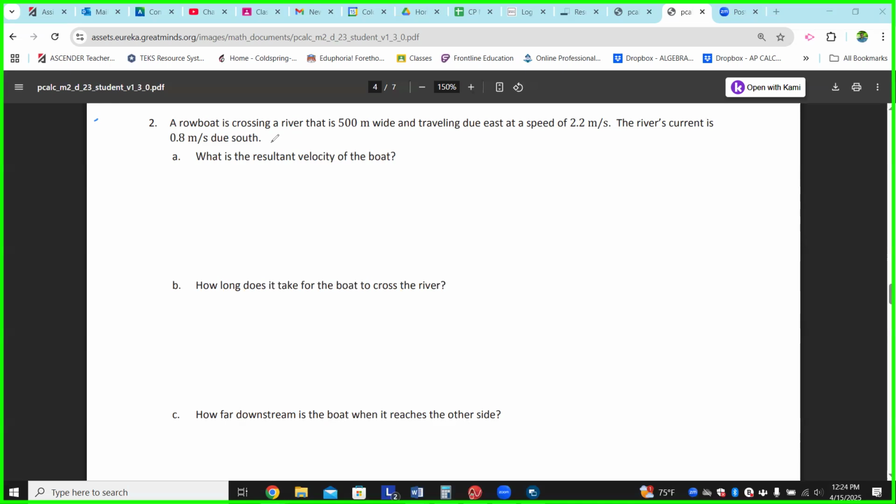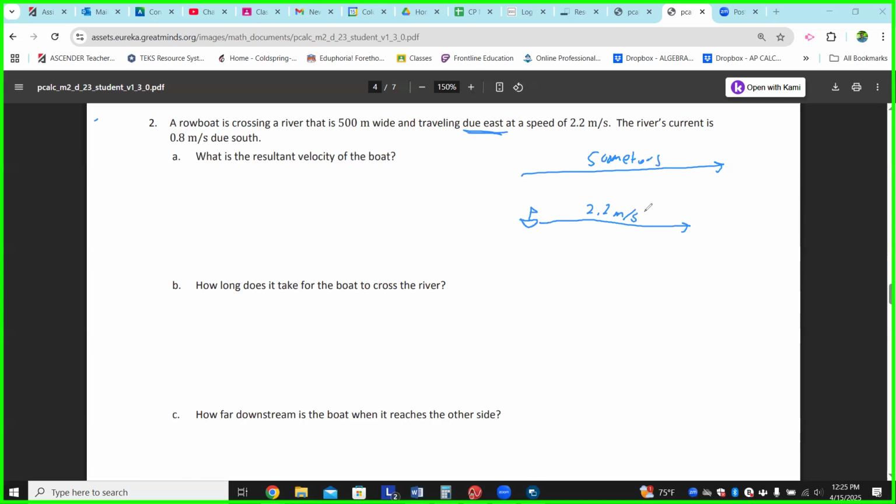All right. So part 2 says a rowboat is crossing a river that is 500 meters wide. Here's a river. I'm going to call this a river that's 500 meters. And here's my little rowboat. Maybe it's a sailboat. But he is traveling at a speed of due east. What do we know when we see the word due? Straight. It has a 90-degree angle. So due east would be straight this way at 2.2 meters per second.